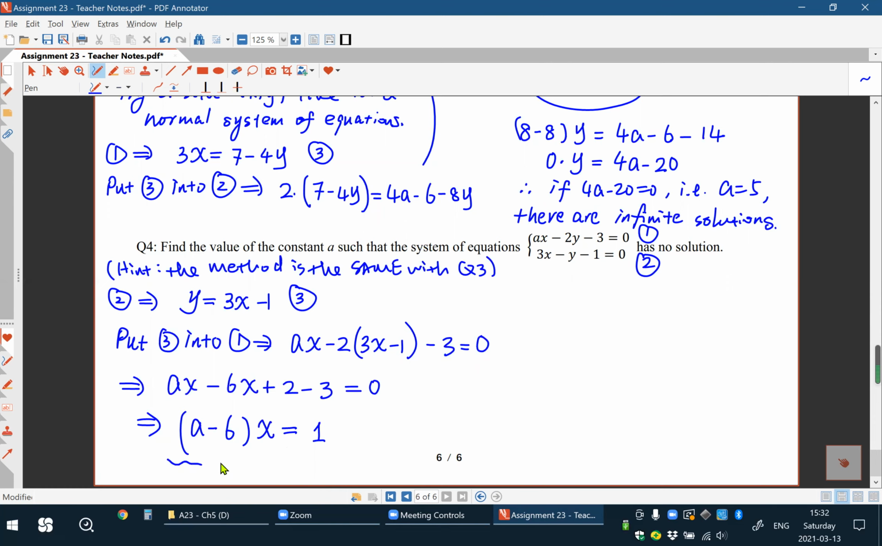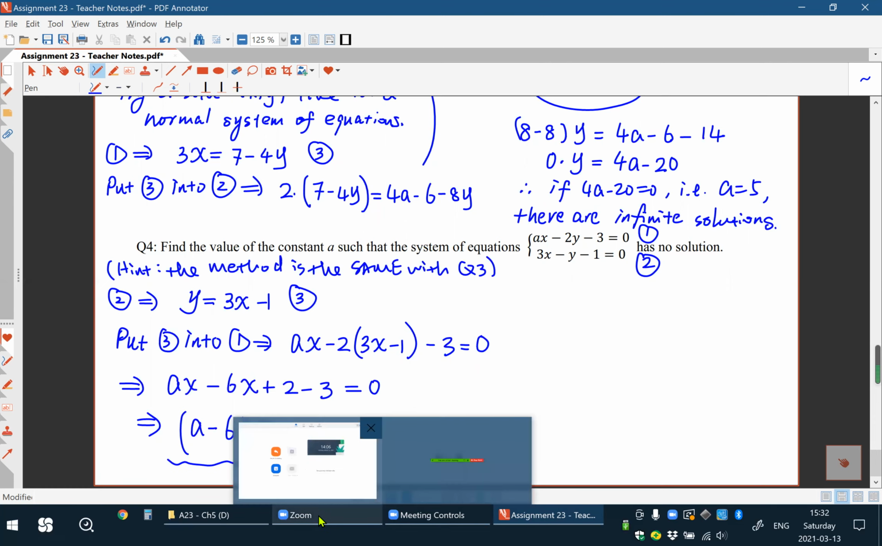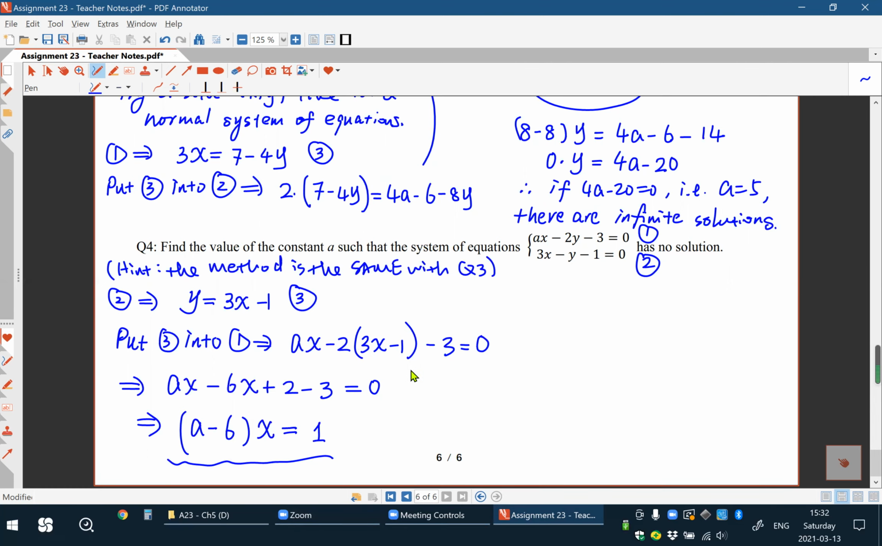And now from this equation, we can solve for x, right? How to solve for x here? You can divide both sides by a minus 6, right? But pay attention: before you do that, a minus 6 cannot be 0, because you cannot use 0 as a denominator, right? Okay, so let's look back to the question. The question is, what value should a be such that the system has no solution? Let's start from here. a here could be any value, except a cannot be 6, right?